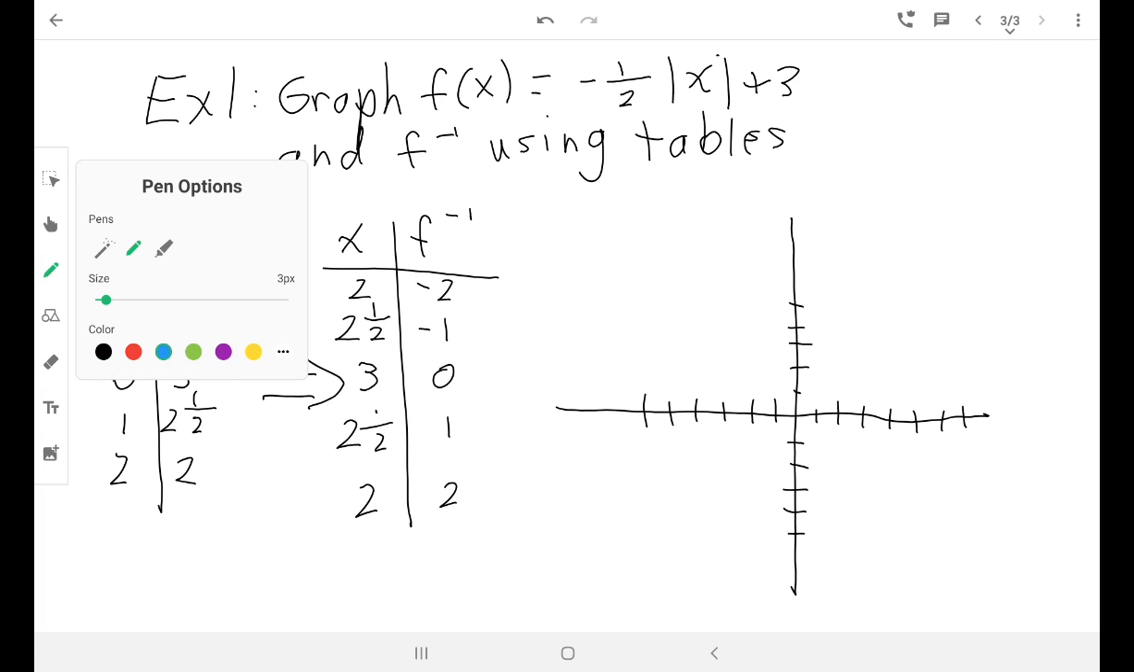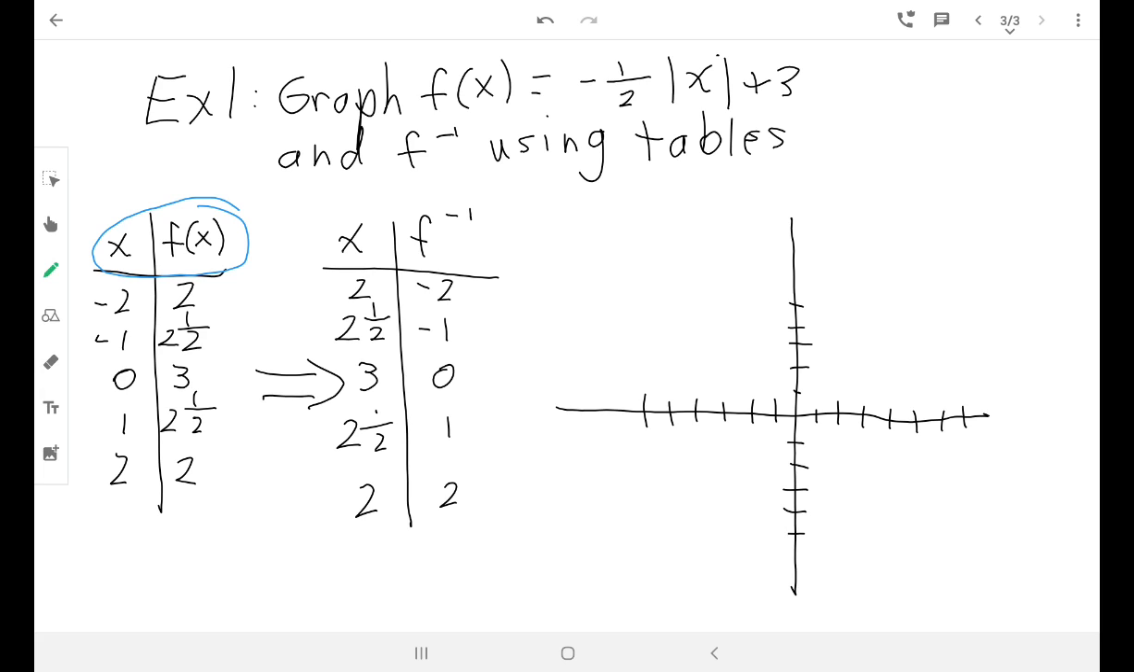And let's go back to blue, and we'll worry about f of x first. And f of x has points of (-2, 2), so right there, (-1, 2.5), so up there somewhere, (0, 3), (1, 2.5) and (2, 2). So it looks kind of like that. And kind of like that. So there's our f of x.